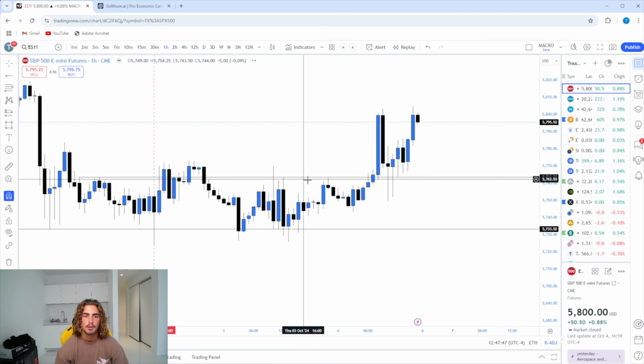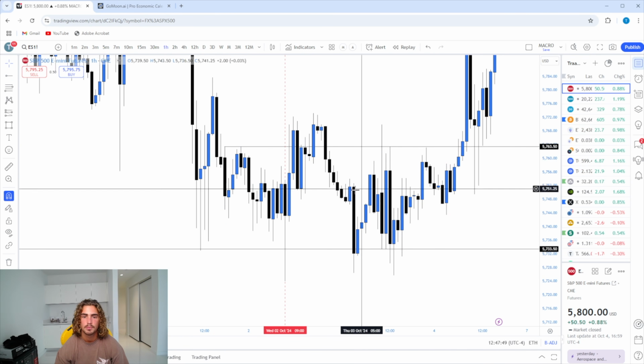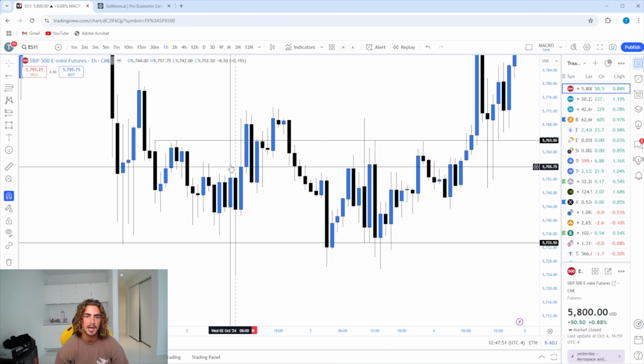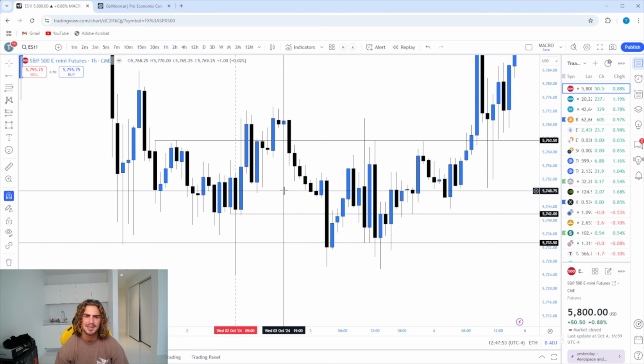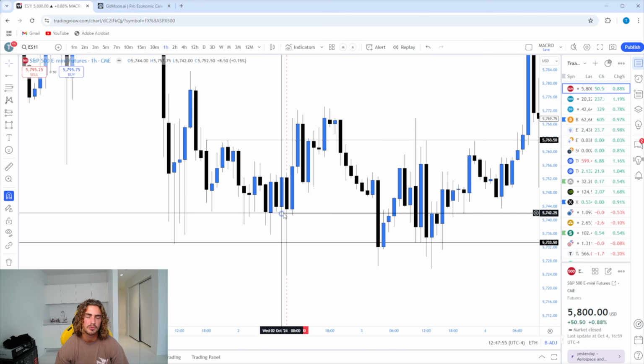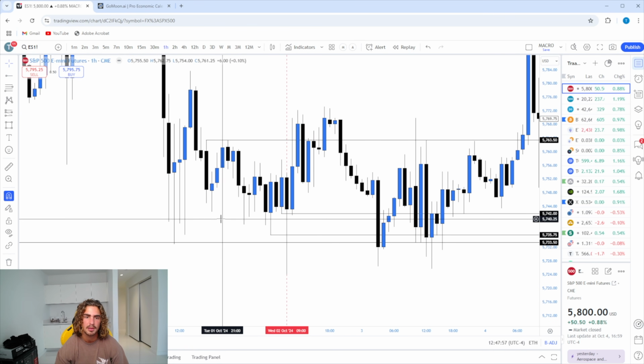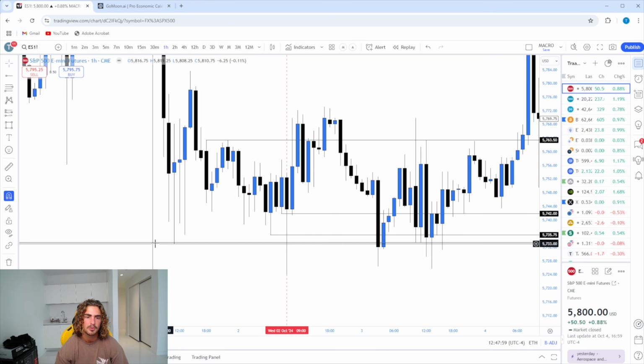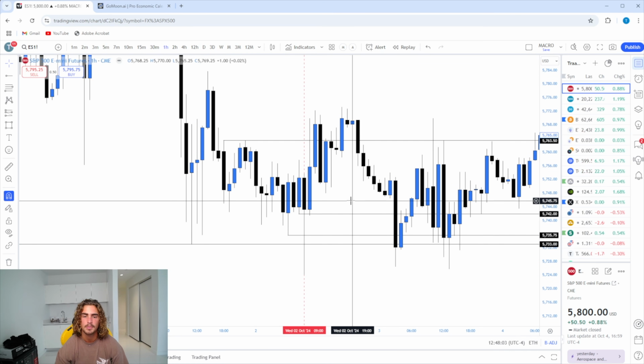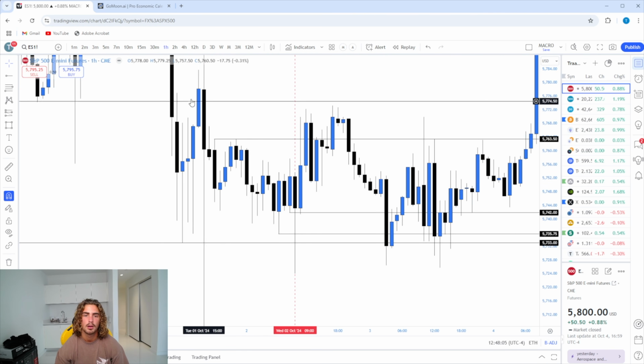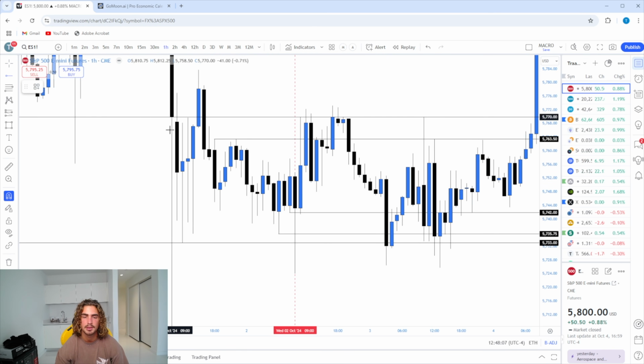On the hourly, we have a move down, then a move up. Not the best price action, but we'll take it. Move down, then a move up. Another move down, then a move up. Oh, it looks like this was already taken out, so we'll put that there. Okay, cool. Also, highs on the hourly.